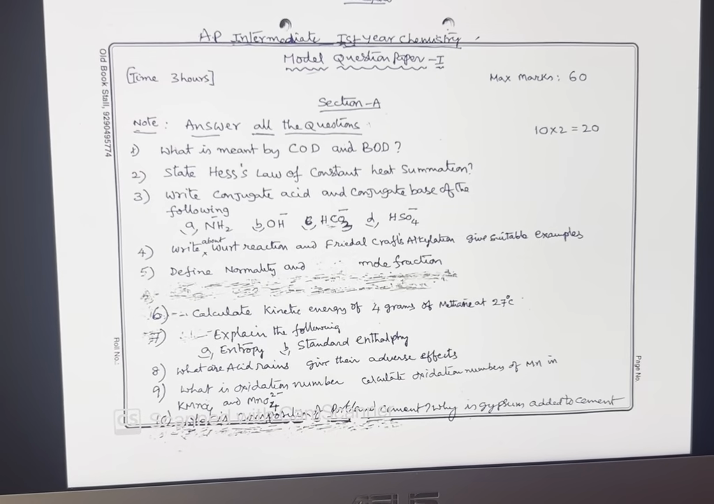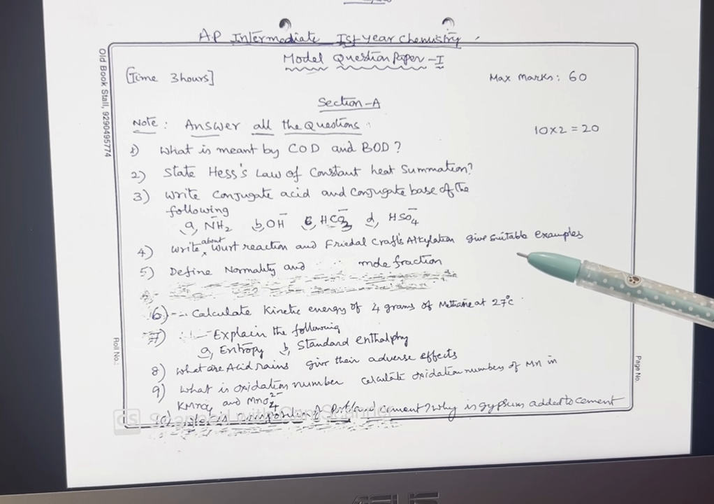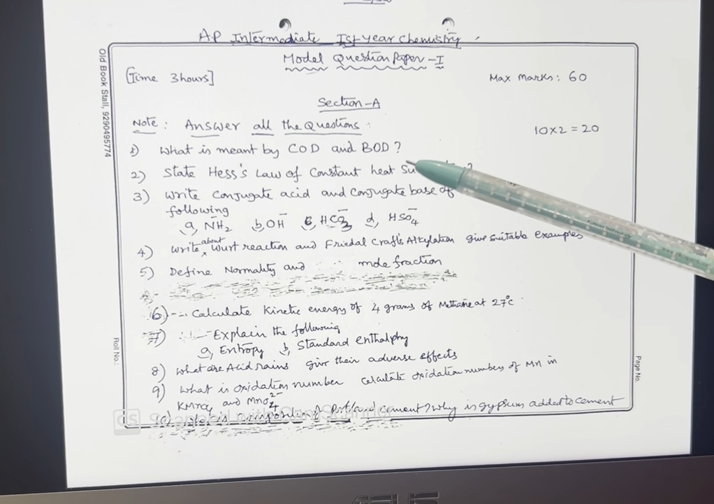So let us see how the question paper is there. So this first model question paper, let me explain. I don't want to explain the answers due to lack of time. So you prepare in either test papers or guides, you will have the answers for these questions.